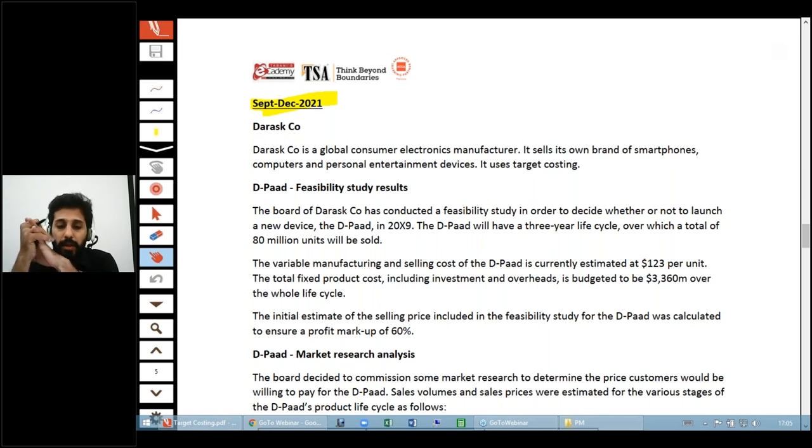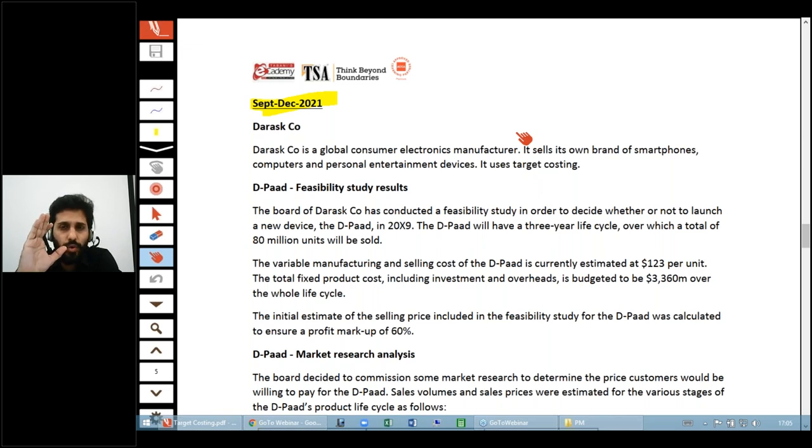There is more than one official publisher, which is why I am mentioning this. So use your ACCA resources as well to practice well for your exam. This is the question, and the question name is Darask Company.